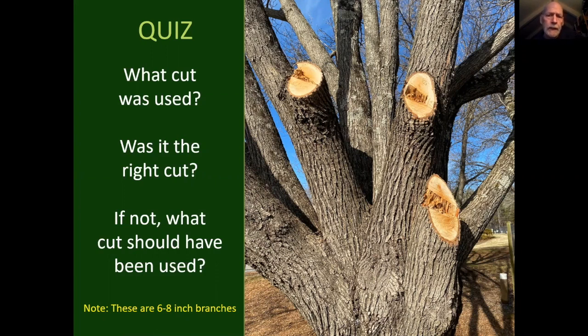But anyway, the question for you to have in mind in your little quiz here is, what cut did they use? Is this one cut, a two cut, a three cut? Was it the right cut for these branches? And keep in mind, this one is 6 inches. This is 7. This is an 8-inch branch. These are big branches. And if they didn't use the right cut, what cut should they have used? And you should be able to look at this now and tell what cut they used and whether it was the right one. So think about that for a second, and keep in mind, these are big branches, 6, 8-inch branches.